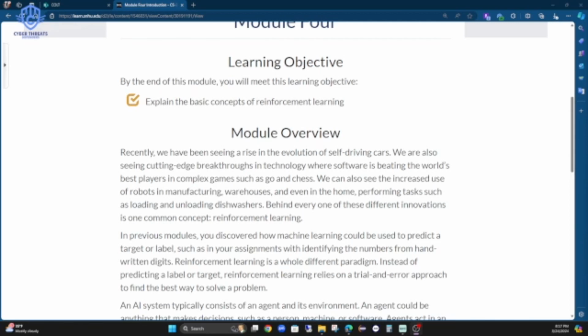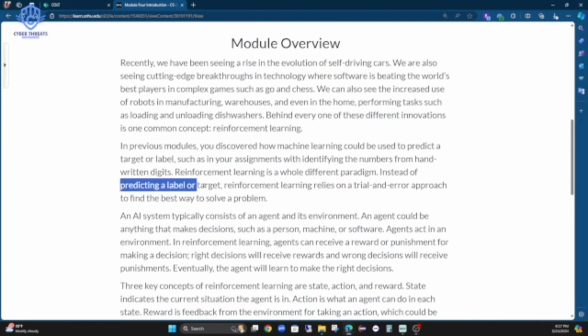If you can read here with me, it says as follows. Instead of predicting a label or a target, like when you're using a supervised model, reinforcement learning relies on a trial and error approach to find the best way to solve the problem. It is like, hey, if you move to the left, you're going to get a penalty. If you move to the right, you're going to have a reward, and then you continue moving forward.